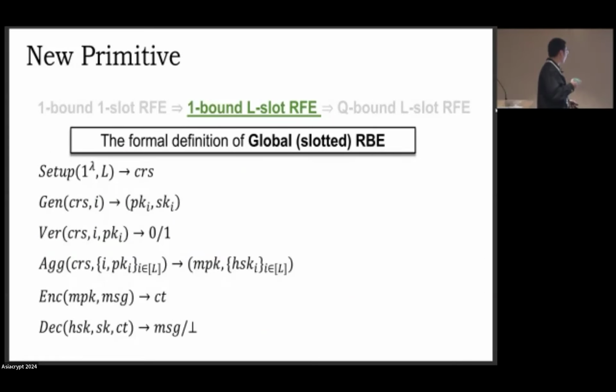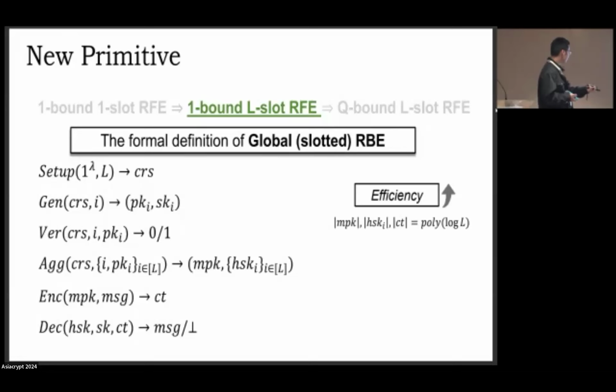Then we propose a new primitive. We formalize the definition of a global RBE. It is a weaker variant of standard RBE. They have the same algorithms: setup, key generation, verification, and aggregation. But the difference is that no matter how many users register in this system, the size of parameters is still polynomial in log L, not growing with the number of users.